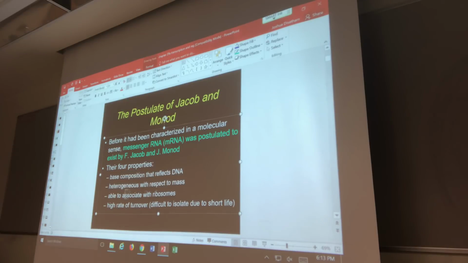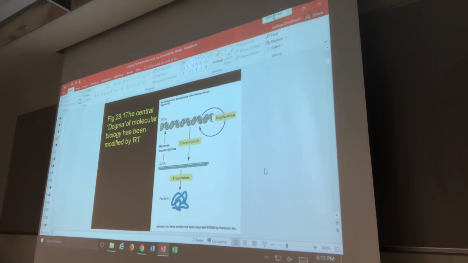They figured out a couple properties of them, which are listed here. Oh yeah. High turnover rate, for those who don't know what that means, that it is constantly made and degraded. So mRNA, that is true for mRNA, it is constantly made and degraded. Here's a review of the central dogma of molecular biology. DNA replicates itself, DNA can be transcribed into RNA, and mRNA can be translated into protein. Nice quick review.